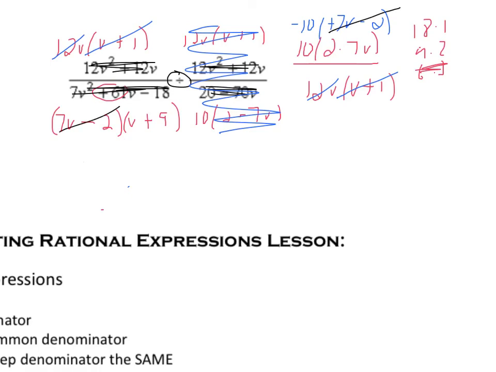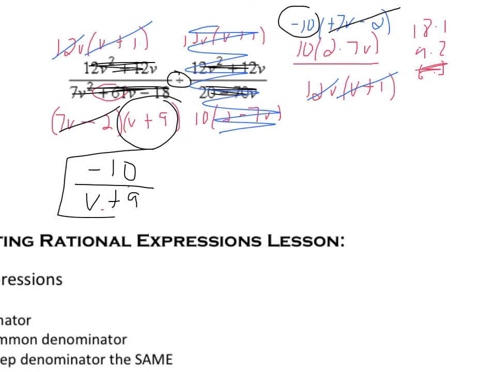And that would leave us with a v plus 9 right here and a negative 10 above. And this is as far as we can go. And this ends section 5, video 5.